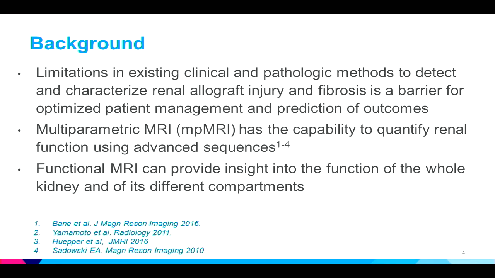The limitations in existing diagnosis methods are a barrier to optimized patient management, to prediction of outcomes, and I would say even a barrier to clinical trials for potential drug therapies that could slow down the progression of fibrosis. Multiparametric MRI is an attractive alternative or complement to biopsy because it has the capability to quantify renal function using advanced sequences. Functional MRI can provide insight into the function of the whole kidney or of its compartments.